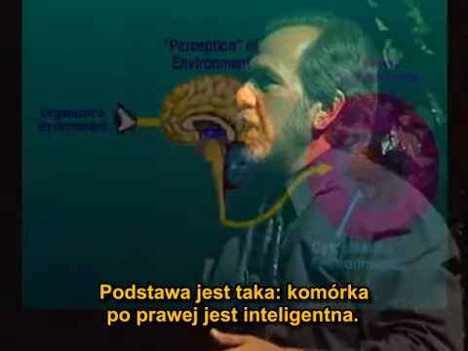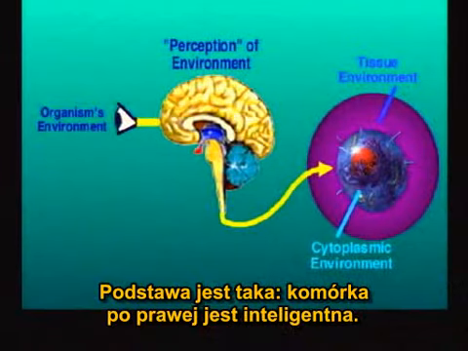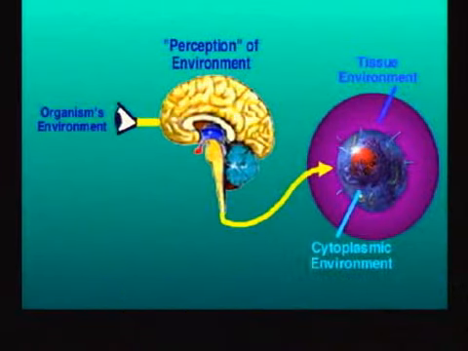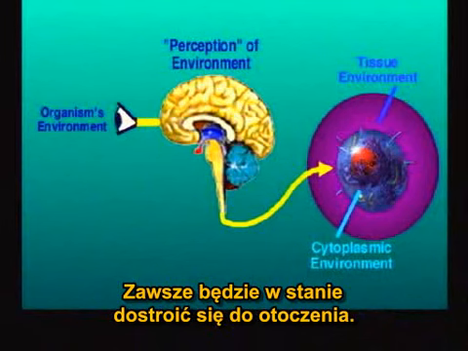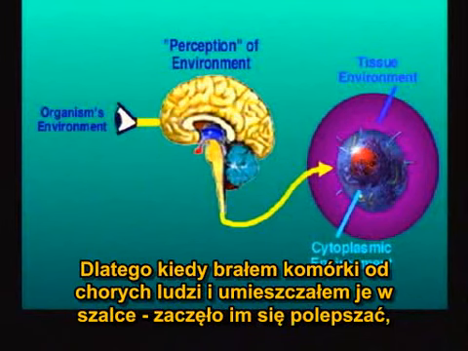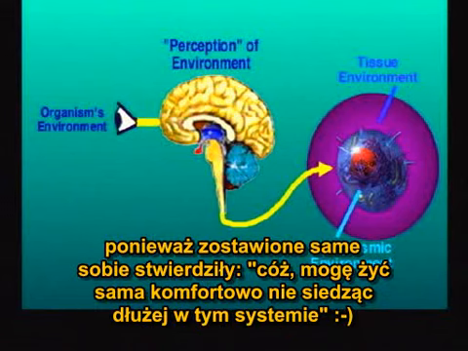So the bottom line is this. The cell on the right is intelligent. It will always be able to adjust itself to the environment. That's when I was taking cells out of sick people and putting them in culture, they started to get better, because when left alone, they could say, man, I could live comfortably alone without being in that system anymore.